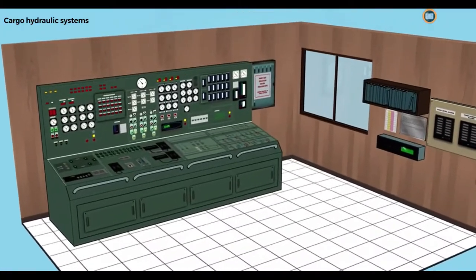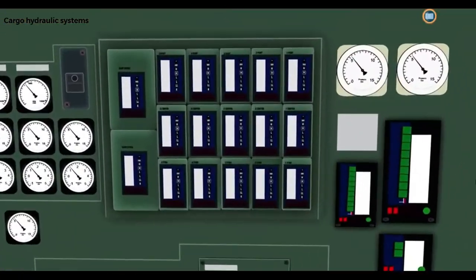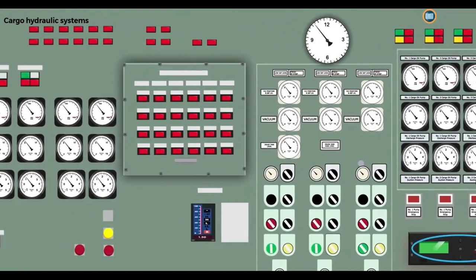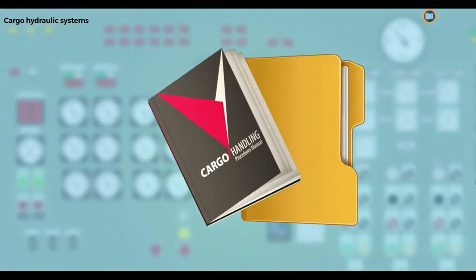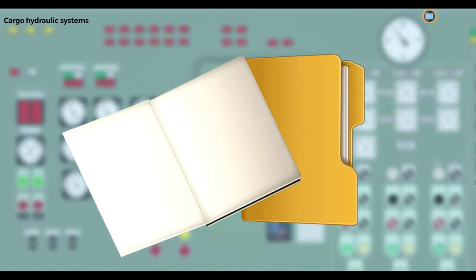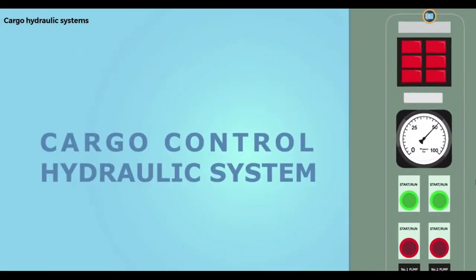Now that we've seen what can go wrong during loading operations, let's take a look at some of the control measures we can put in place to avoid these operational problems. This will include several checks that may be identified in the onboard cargo handling procedures that will need to be carried out before loading commences. First, let's look at the cargo valve hydraulic control system.